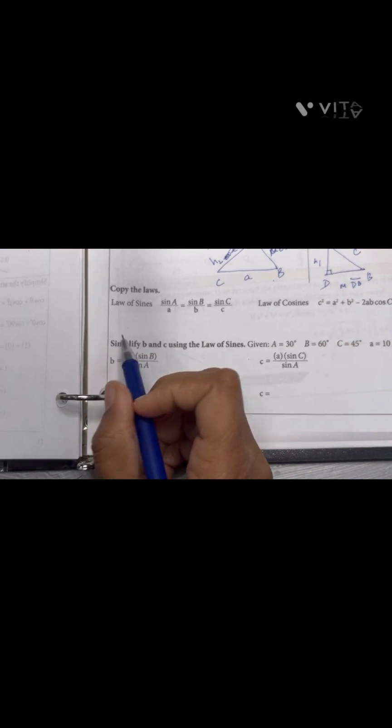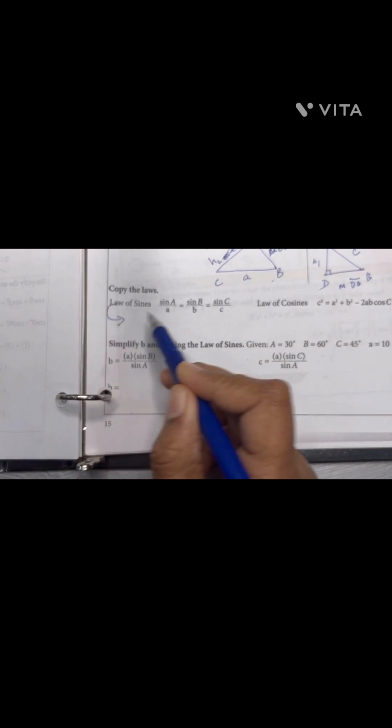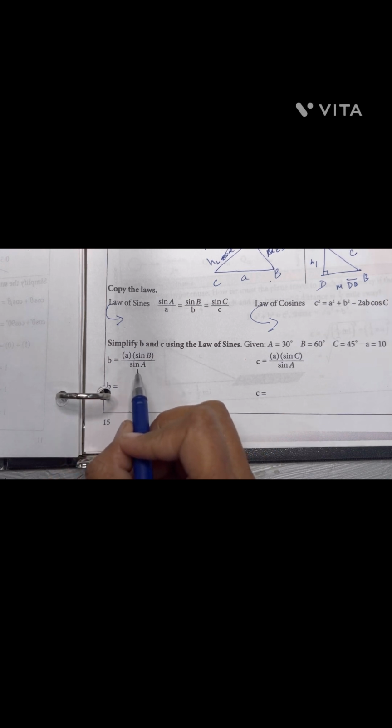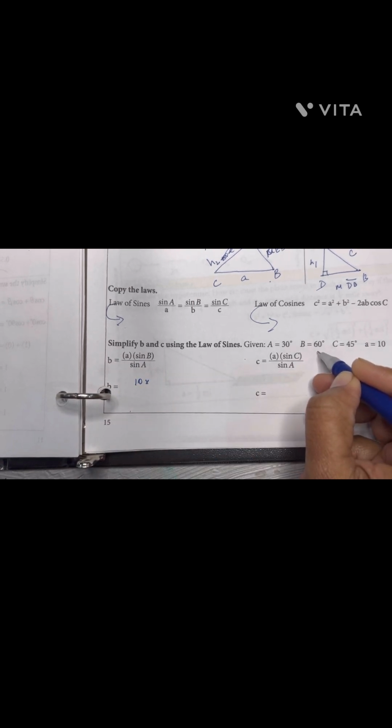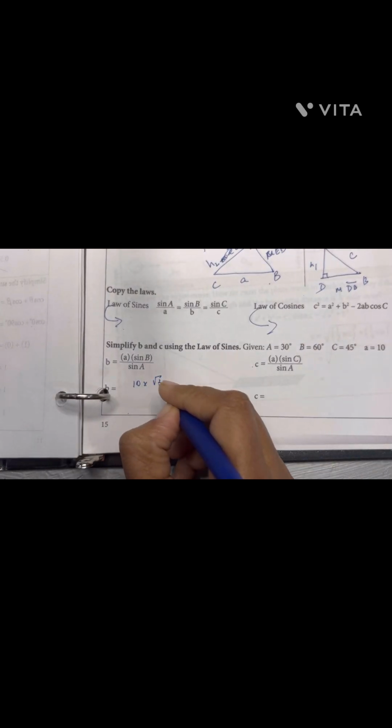All right, moving on. Copy the laws. Law of sines, they are asking you to just copy the laws. So go ahead and copy these laws. It's the same thing. All right, simplify B and C using the law of sines. Given A is 30, B is 60, and the small alphabet A is 10. So 10 times sine B, which is sine 60. So what is our sine 60? I'm going to look at the unit circle again. Sine 60 here is square root of 3 by 2. Okay, square root of 3 over 2.